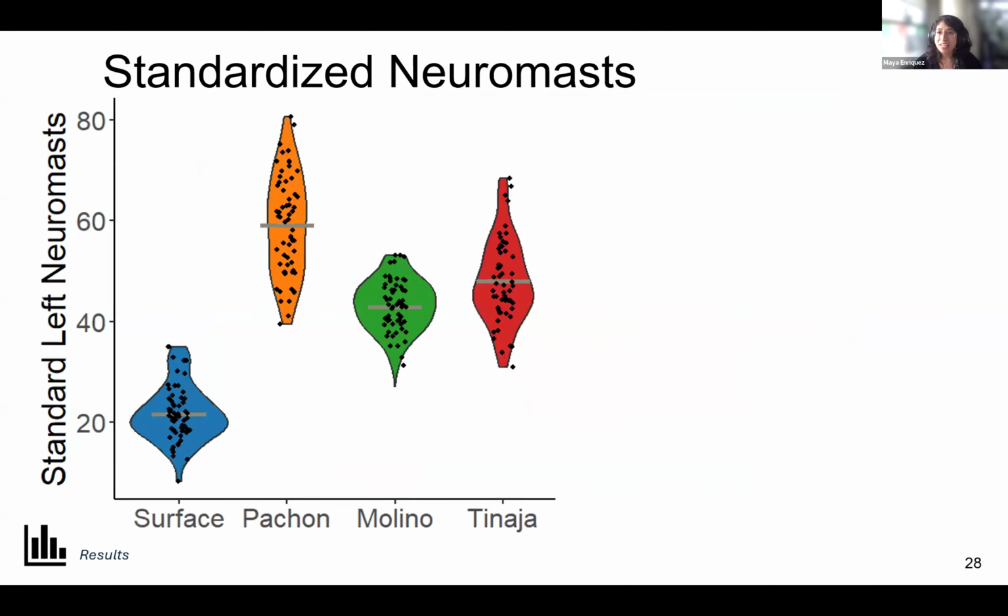Okay, for our neuromast, same thing. Thankfully, right? We have our surface fish, and what we did is we standardized the number of neuromast in a certain craniofacial area, and standardized it to standard length of the fish. So the number of neuromast in the area divided by the standard length. You can see surface fish have the fewest or the least standardized number of neuromast, whereas in our cave population, they have way more, 2 or 3 times, like I had said before.